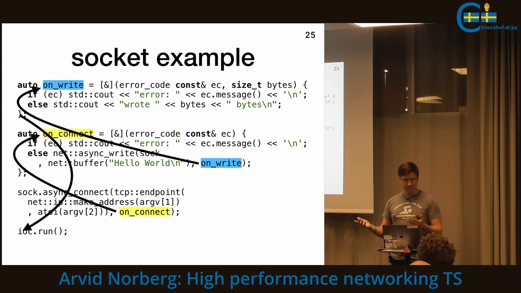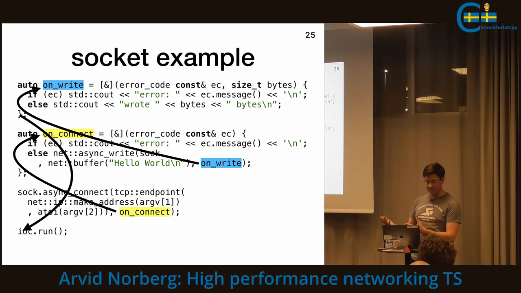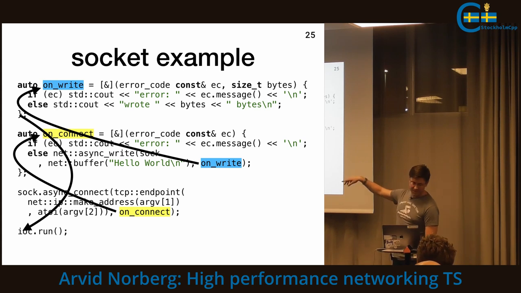And then, as I mentioned, when onWrite exits, that's when the I/O context runs out of work to do. That's the last handler, the last asynchronous operation that completes. So in this program you also have this other flow back to exit the run function on the I/O context. Crystal clear so far? Oh, question.